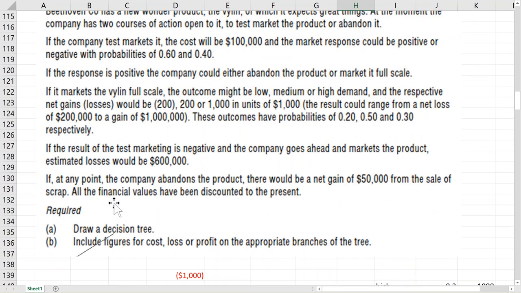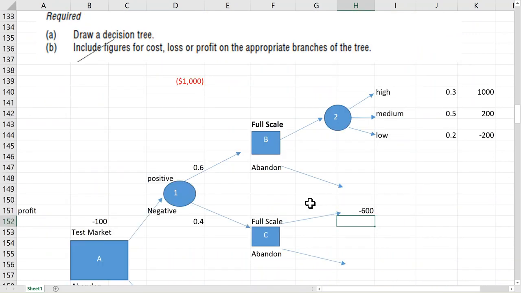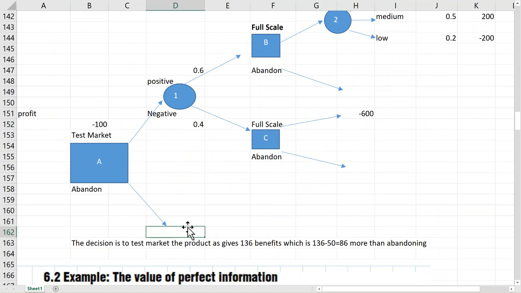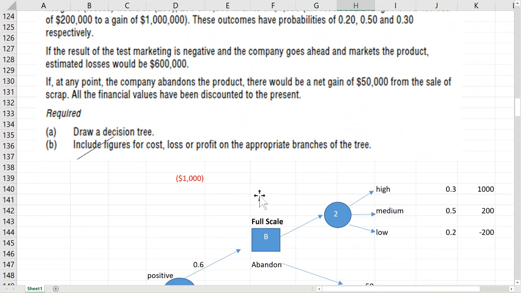If at any point the company abandons the product, there would be a net gain of 50,000 from the sale of scrap. All the financial values have been discounted to present values. At any point, if we abandon here, or here, or here, anywhere we abandon, we can gain 50,000. So, what is the decision we should make?